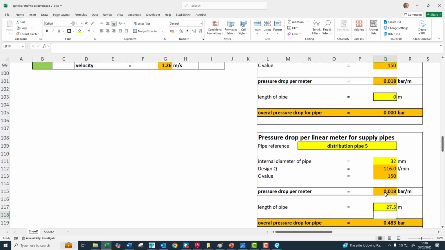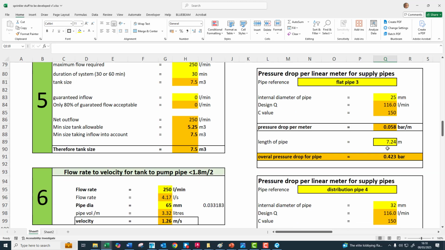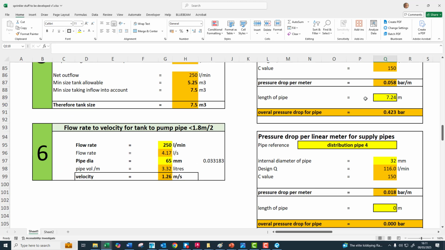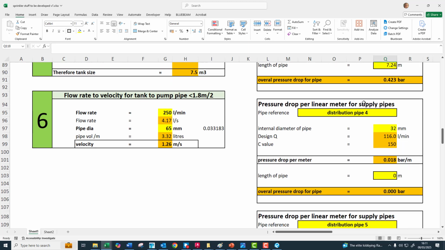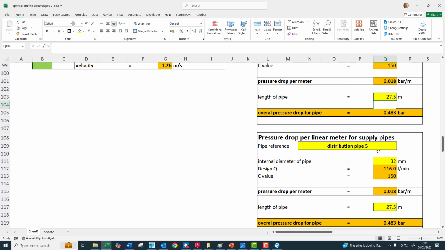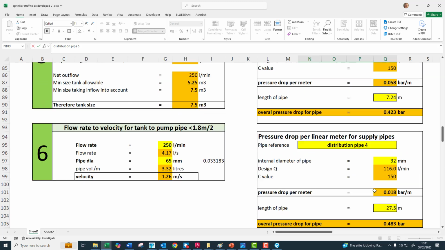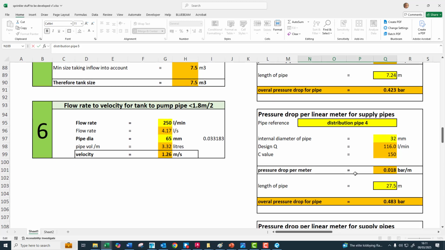And you can see the pressure drop per meter. Well, I've gone too far, haven't I? Flat pipe 3, distribution pipe 4. That's the one I was looking at. Was that 27.5? That's 32. It should be 6. Yeah, that's right. So that's what that one is. So you can see that those pressure drops per meter drop as the pipe size increases.